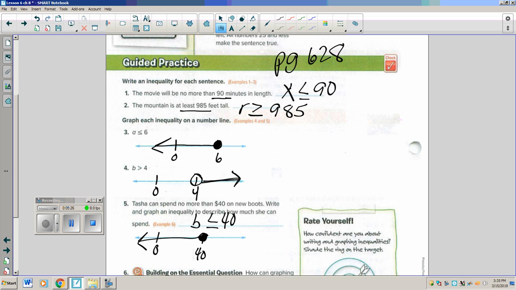Once again, watch the direction that your arrows are going and whether or not your circles are open or closed. That's the trick with this lesson. Be careful with those. That is lesson 6.